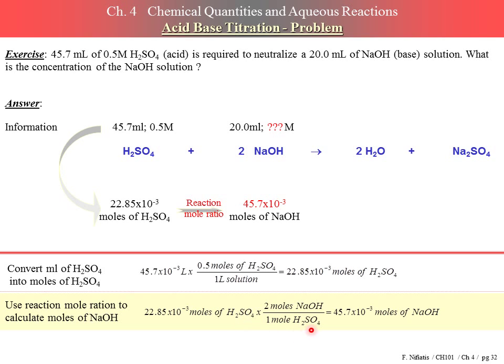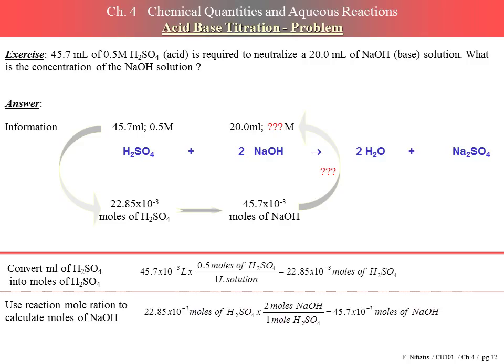Moles of sulfuric acid need to go down, so it will be cancelled with this. Moles of sodium hydroxide up. In front of the sodium hydroxide we have a 2. In front of the sulfuric acid we have 1. The moles and moles will be deleted, so the only unit that we have is sodium hydroxide. Write it here. Do your calculations.